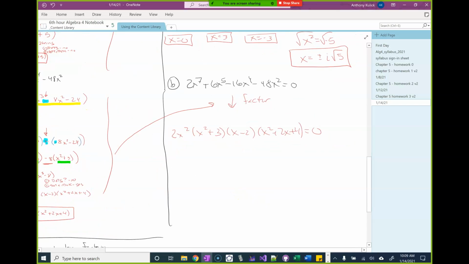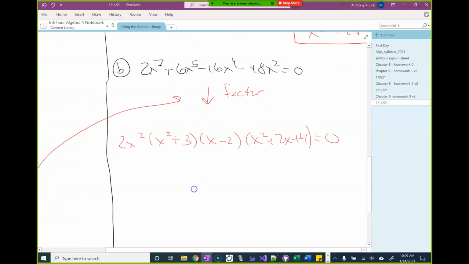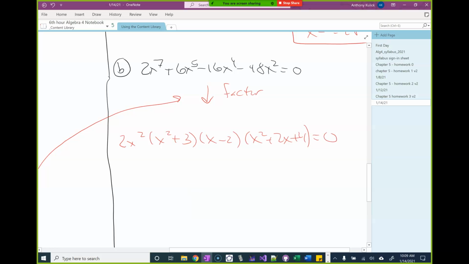So now that we factored, we can use that zero product property to set each of these factors equal to 0. And then we can solve each one of these. I'm just going to solve this one directly. Now notice that even though I square rooted both sides and I get a plus or minus, the square root of 0 is 0, so plus 0 and minus 0 is still just 0. So that's why there's no plus or minus in this problem, for that part.